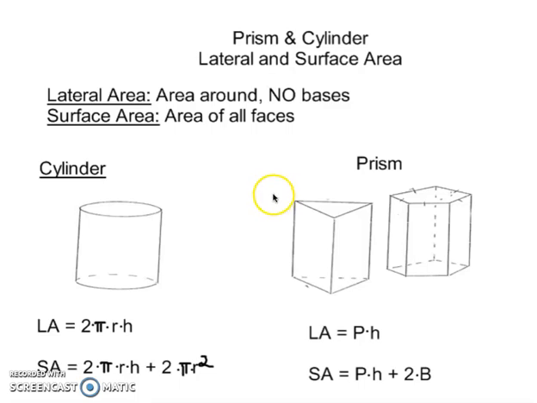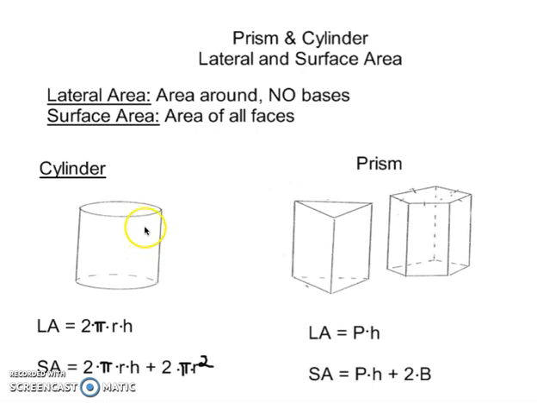This video is over the lateral and surface area of a cylinder and prism. Lateral area is the area around the figure. So these figures are three-dimensional, but lateral area does not include the bases, and surface area is the area of all the faces, which means every piece of a three-dimensional object.